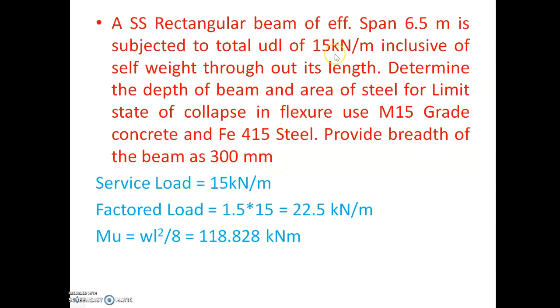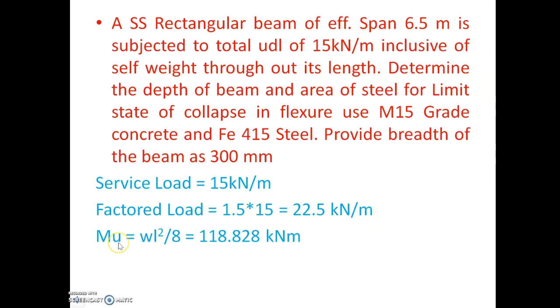First of all, in this case, the total uniformly distributed load inclusive of self-weight is given as 15 kilonewton per meter. This is the service load. We have to convert this service load into factored load by multiplying with the partial safety factor, that is 1.5 for loads. So 1.5 into 15, that is 22.5 kilonewton per meter.